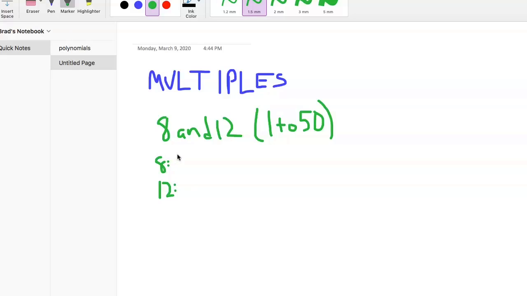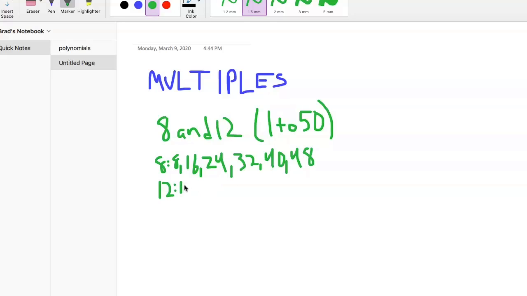Okay, so we go down our list. And it's not exactly the same, so you could have more than one. So 8 times 2 is 16. Then we're going to do this all the way up to 50. 8 times 3 is 24. 4 is 32. Add another 8, 40. And one more time, 48. So there's all of the multiples of 8 all the way up to 50.